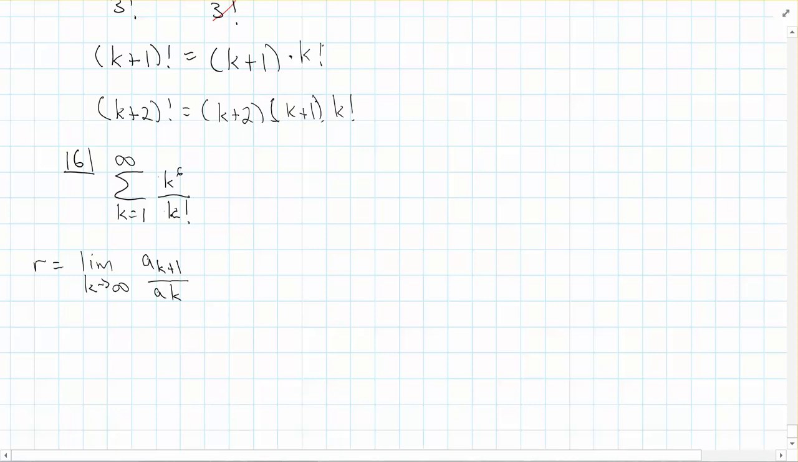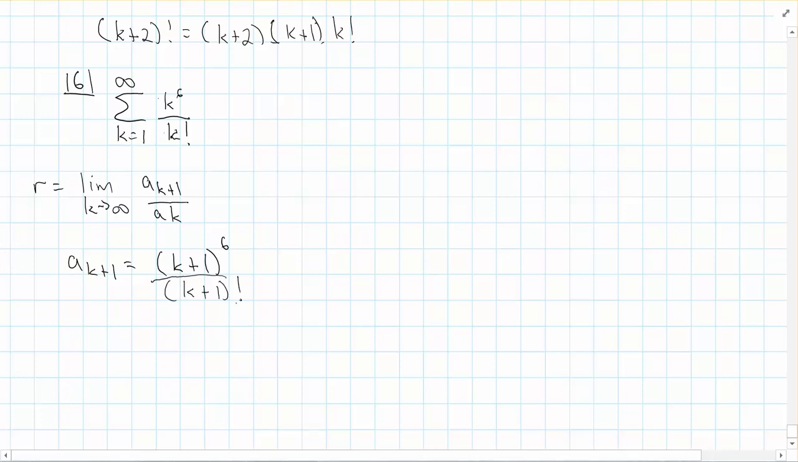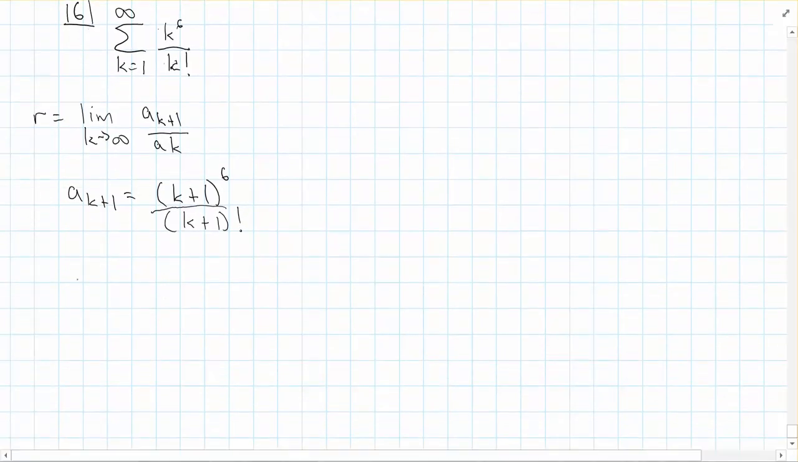I mean, it's not a big deal if you call it r or whatever you want to call it. So let's first just write down what these are here. So a sub k plus 1, well, I'm just going to put in k plus 1 everywhere I see a k. So I have k plus 1 to the 6th power over k plus 1 factorial. And then a sub k would just simply be k to the 6th over k factorial.